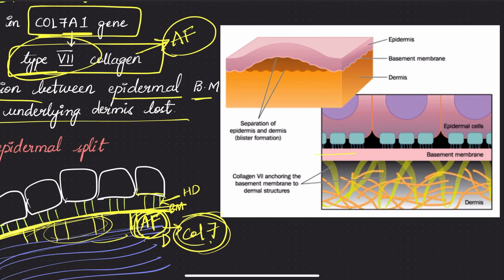See here, this is the basement membrane. Resting on it are the basal cell layers. The cells are attached to the basement membrane with the help of hemidesmosomes. The entire epidermis is attached to the underlying dermis with the help of anchoring fibrils.